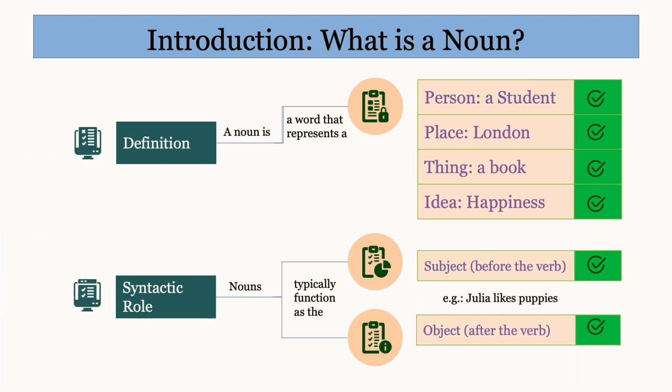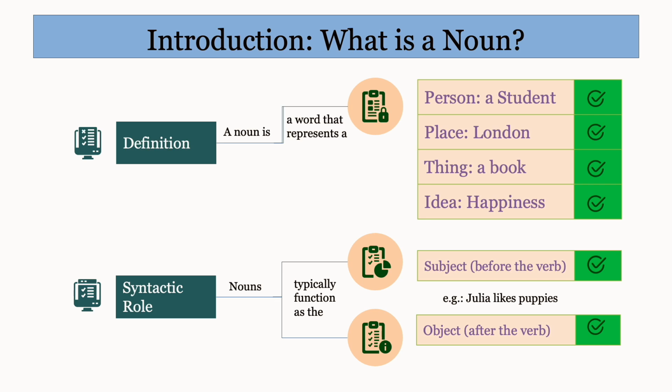Let's start with the basics. What is a noun? Grammatically, a noun is a word used to name a person, for example, a student, a teacher; a place, for example, London, Algeria; a thing, a book, a pen, a paper, a door, a window; or an abstract idea, for example, happiness, anger, sadness.